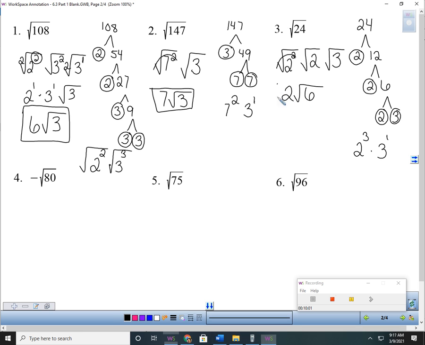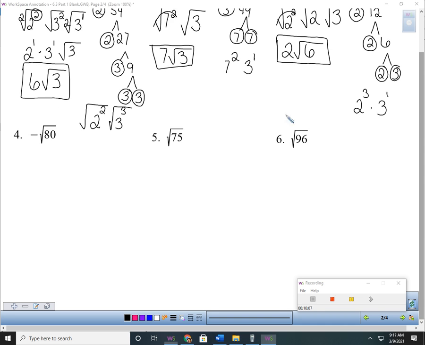It's going to tell me that you should have 2 square roots of 6. All right, number 4, the only difference is I have a negative out front. So what we're going to do is simplify the square root of 80, and then we'll put a negative in the front of it. We just don't want to forget that it's there. So let's do our factor tree for 80.